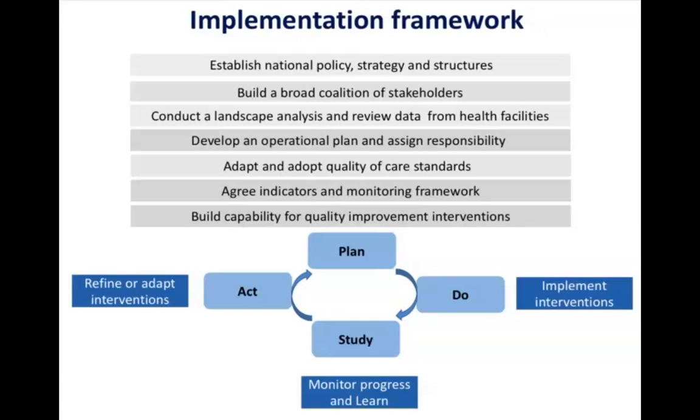So the program managers are very crucial, and if they know about this and they know the teams, the frontline workers who are doing good quality improvement work, then your team gets more and more motivated to do more improvement work in the healthcare facility.